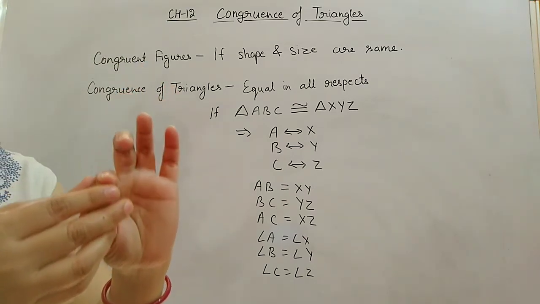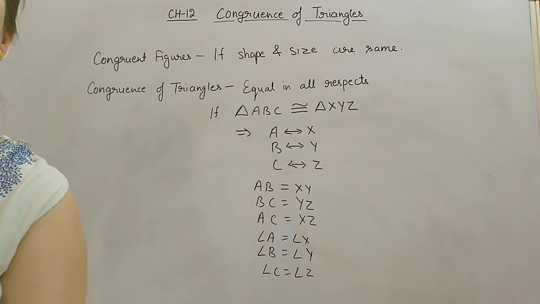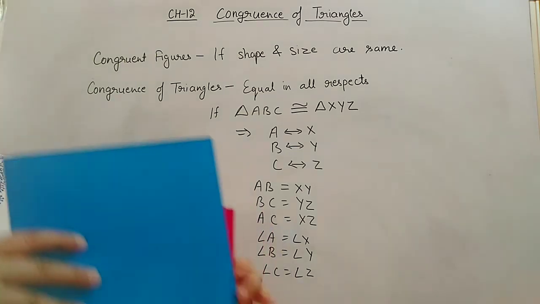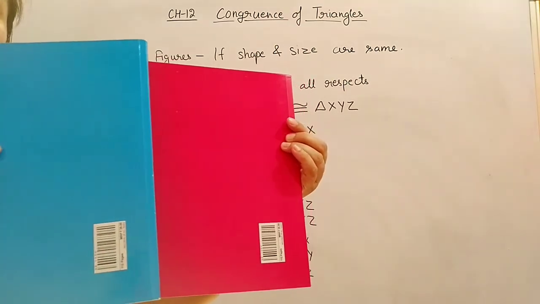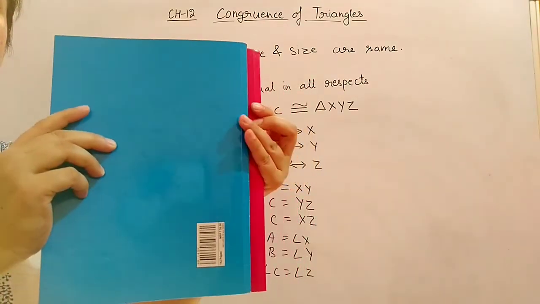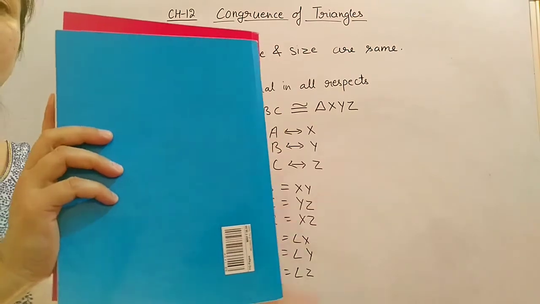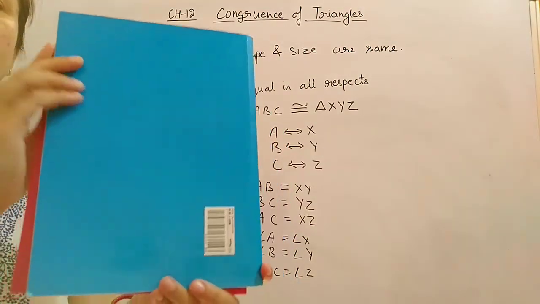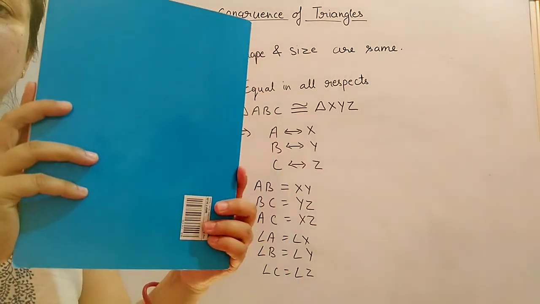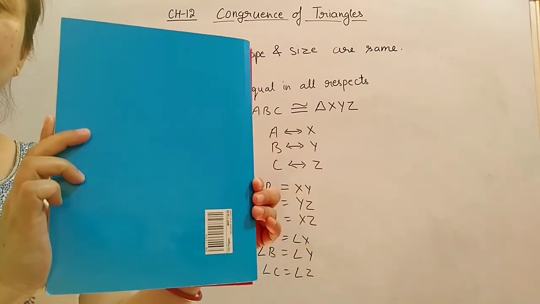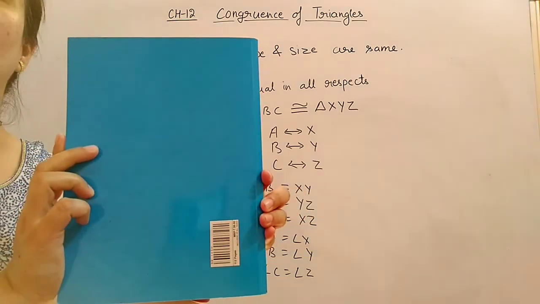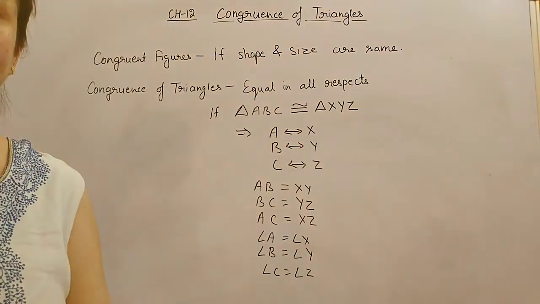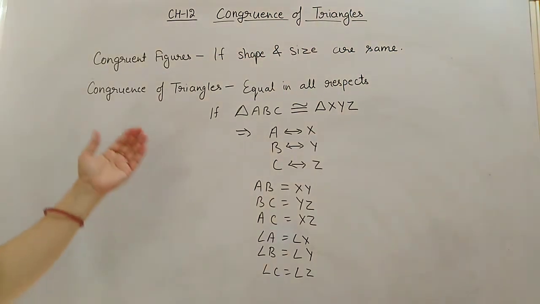congruent figures. So for example, if you have two rectangles, you can see these two notebooks are in rectangular form, and if I keep these two notebooks like this and both notebooks overlap each other, all the corners matching, it means these two notebooks are congruent to each other. Same thing for triangles also.